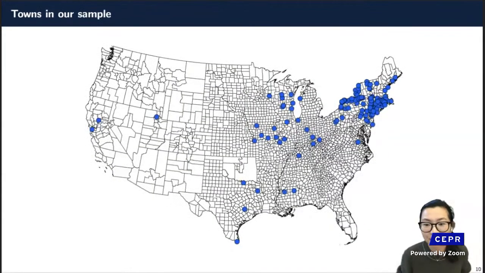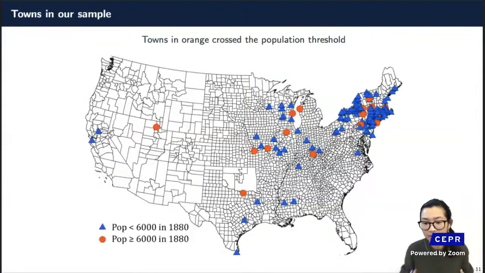Okay, so at the end of the day, we have these towns in our sample. And if we break them up, we have the ones that are in blue that were way smaller in 1880, so they didn't cross the threshold, and the ones in orange that did cross the threshold. So what we'll be doing is we'll always be comparing within a given state the places that are in orange relative to the places that are in blue.